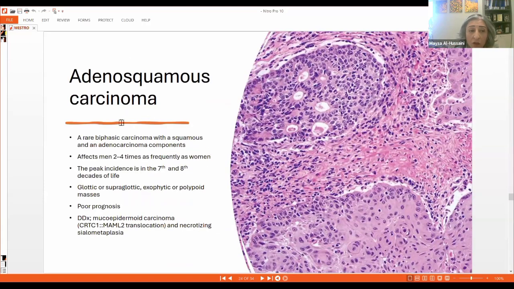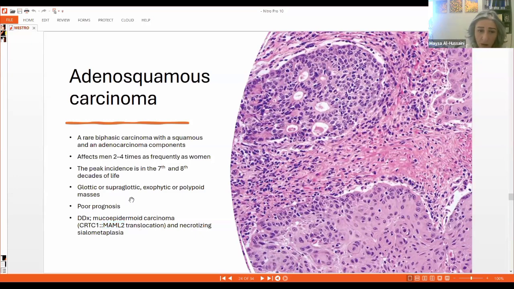Adenosquamous carcinoma is a rare biphasic carcinoma showing a squamous component, as in here, and an adeno component, as in here. It's much more common in males, usually elderly, and is associated with poor prognosis. It is important to identify and separate it from the important differential diagnosis, which is mucoepidermoid carcinoma associated with MAML2 translocation, because of the difference in the prognosis.